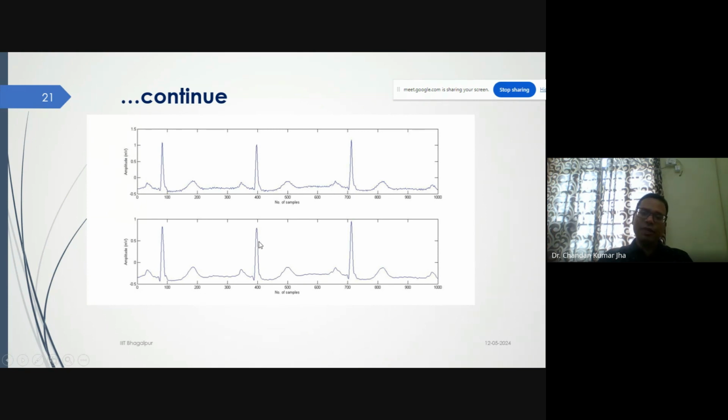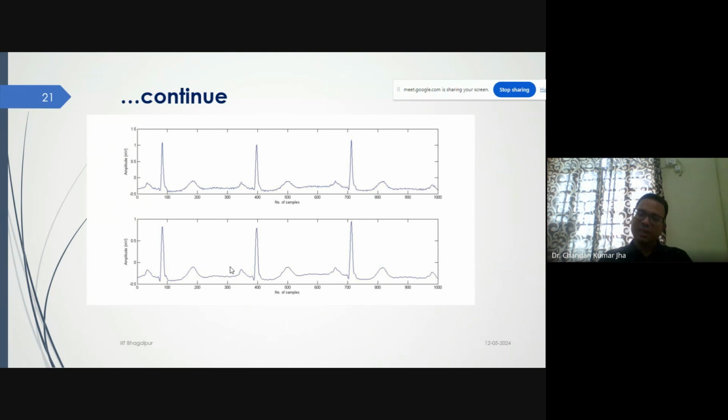Now, after applying the SG filter of order 3 and window dimension 17, it looks like this. You can simply see how the signal becomes smooth. This is without denoising, and this is with denoising, meaning with the SG filter applied. So the signal becomes smooth. Here you can see the changes.